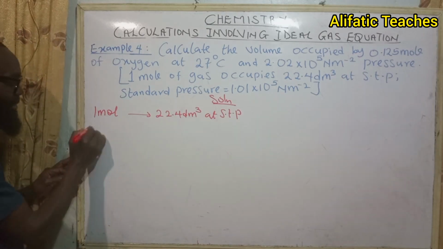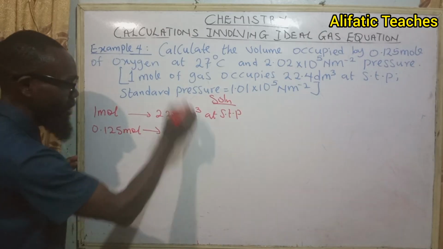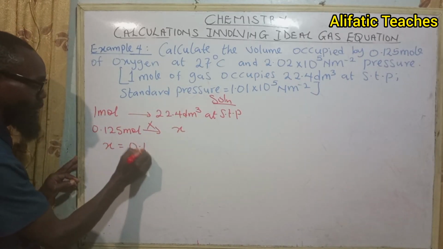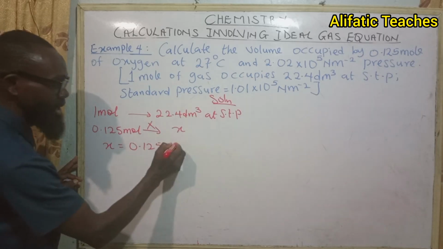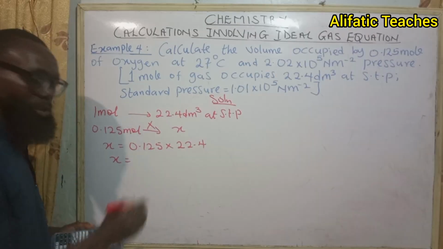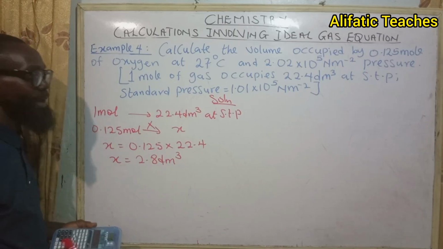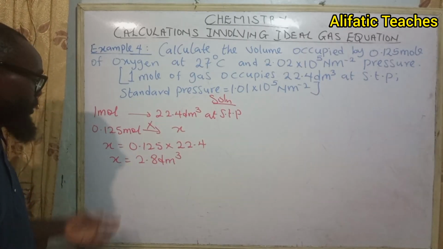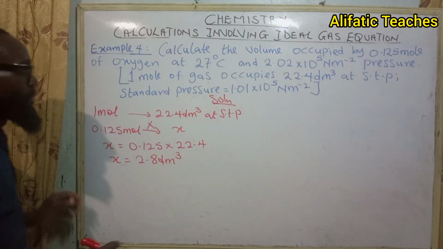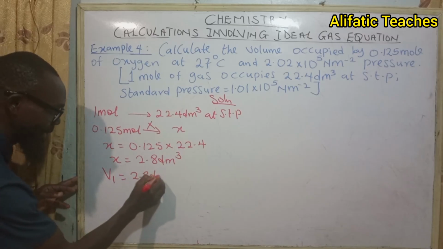If that is the case, 0.125 mole of that gas will now occupy how much? Cross multiply: 1 times x equals 0.125 multiplied by what? 22.4 dm cube. So x equals, let us multiply it together, 2.8 decimeter cube. Now, we've gotten the volume of our oxygen, so it's going to be our V1. So let's now go back. Our V1 equals 2.8 decimeter cube.